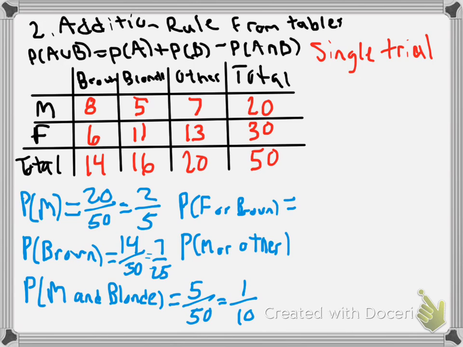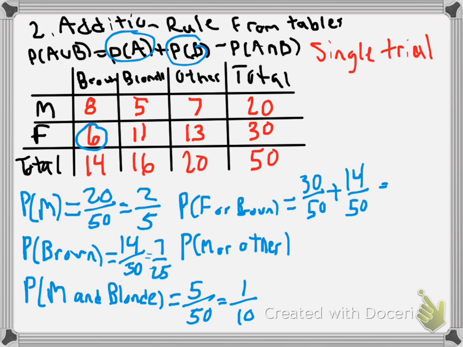So first, the probability of females. Well, there are 30 out of 50. This is the first part of the addition rule, the probability of A. I just did that part. Plus the probability of B, which is brown hair. And it looks like there are 14 out of 50 that have brown hair. That's part B of the formula. But is it possible to be female and have brown hair at the same time? Yes. This is very different from last time. Female and brown hair is not mutually exclusive. In fact, we have 6 females that have brown hair.